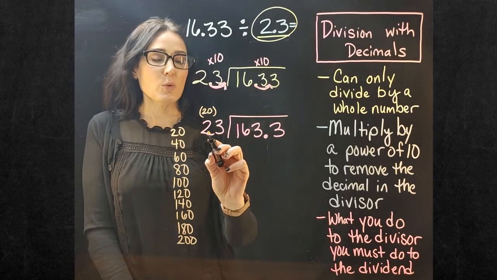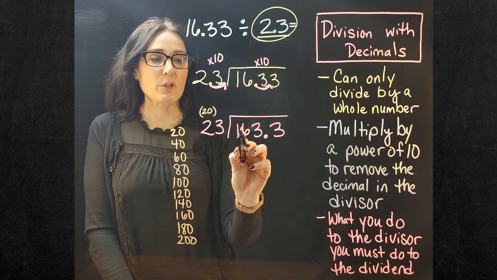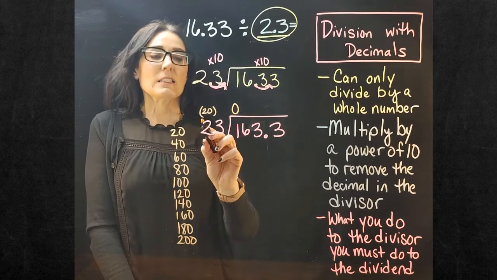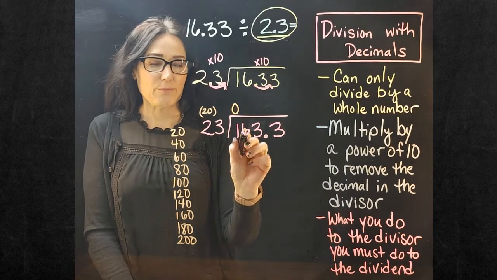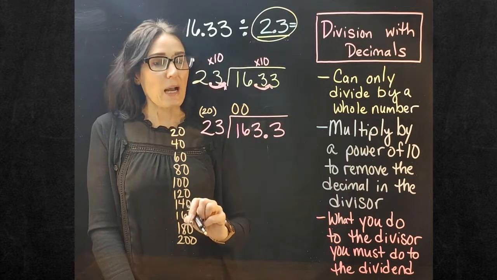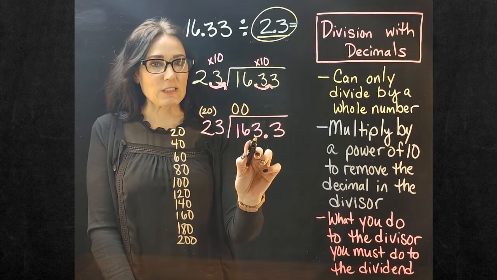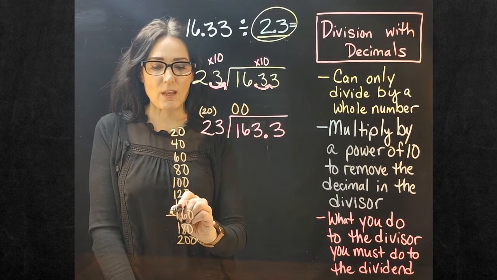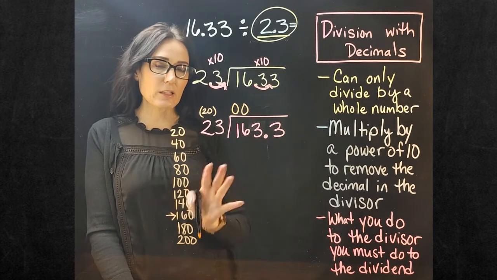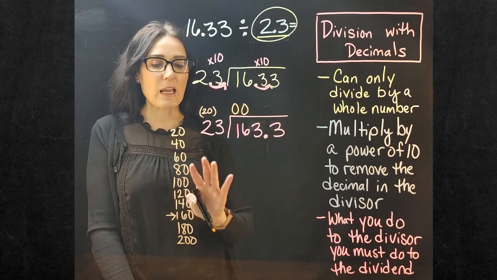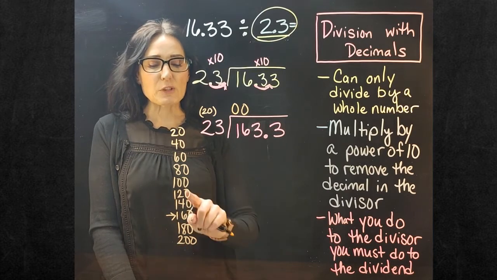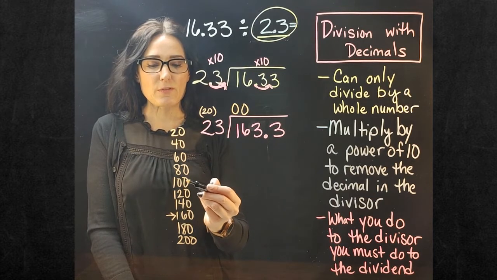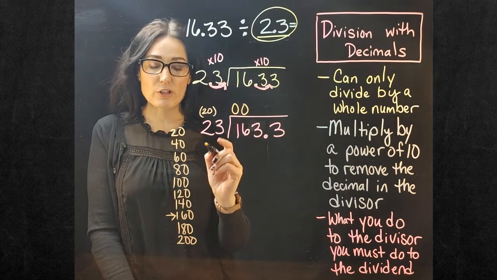So let's see, does 23 go into 1? It does not. We'll say 0 times. Does 23 go into 16? It does not. It's not big enough. But can 23 go into 163? We would say yes. Now I'm going to use this to help me guesstimate. I think it's closer to 163 than it is to 180, so I'm going to choose 160. So times 1, times 2, times 3, times 4, times 5, times 6, times 7, times 8. So we're going to try 8 first.